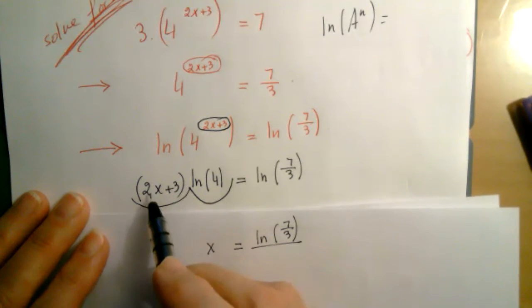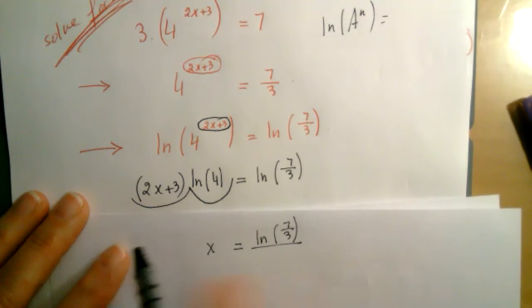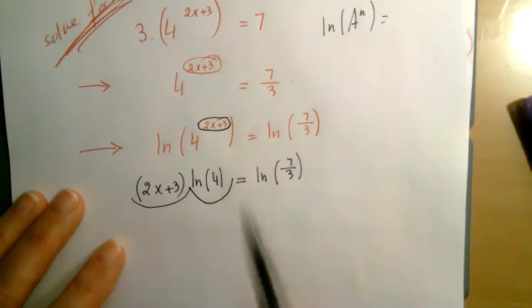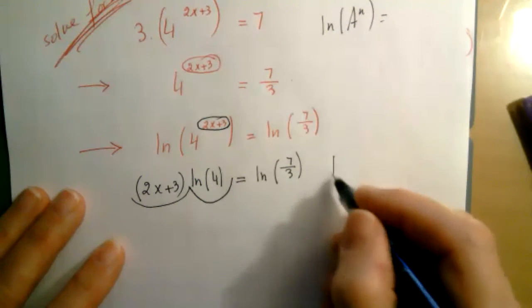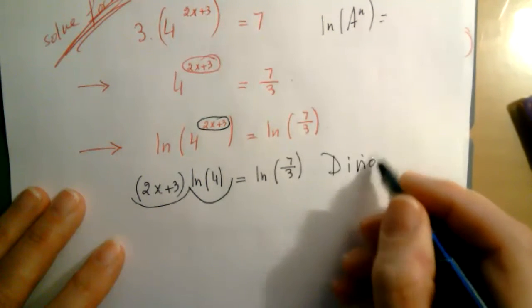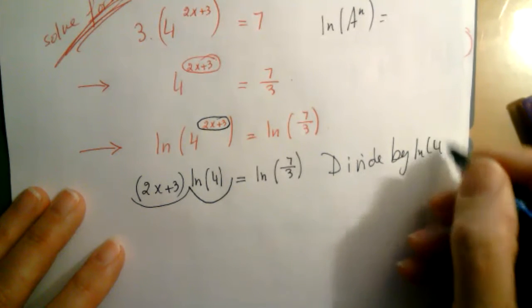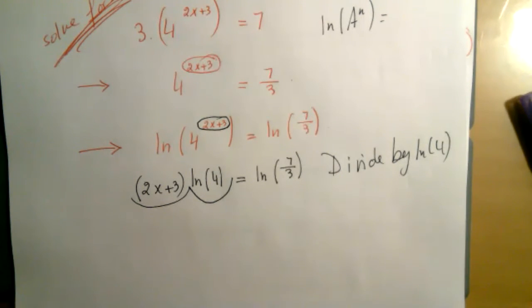Do we divide by 2 first? You can't divide by 2 first. You have to divide by ln of 4. The easiest way is divide by ln of 4. Okay. Why? This is the easiest way.